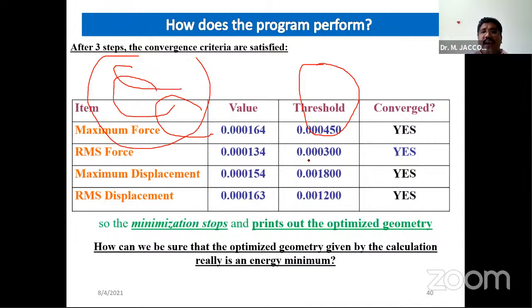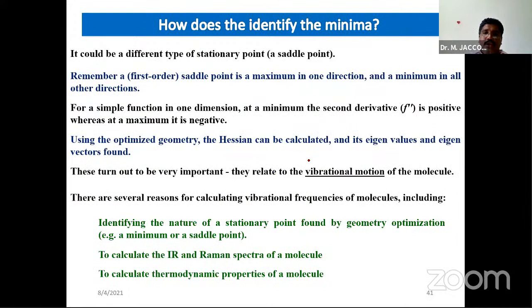Now, whether it is a global minimum or a local minimum, how to identify? Because there are a lot of minima, as I showed just 5 slides ago, in which you can see a lot of minima on the potential energy surface. There are a lot of landing points where you can land, but which is the global minimum among all the minima? In order to do that, we need to do the vibrational calculations.